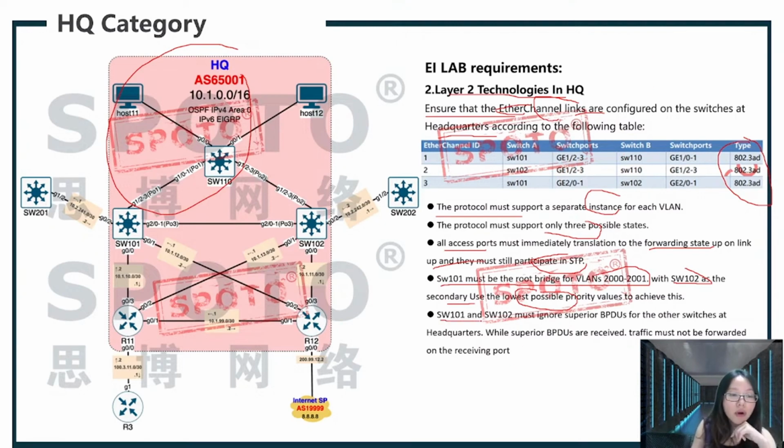And switches 101 and 102 must ignore superior BPDUs from the other switches at the headquarters. While superior BPDUs are received, traffic mustn't be forwarded on the receiving port. So we need to configure root guard. And we also need to configure PortFast in this section.